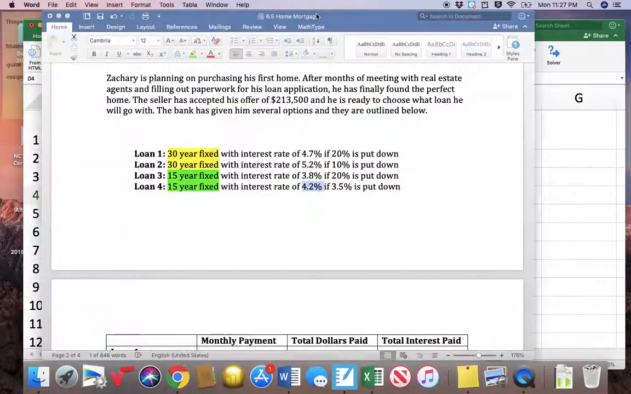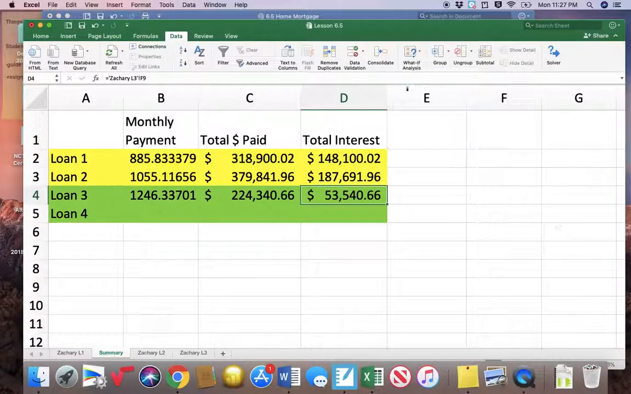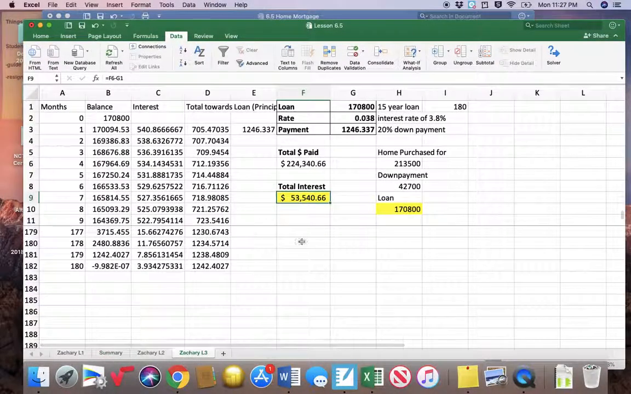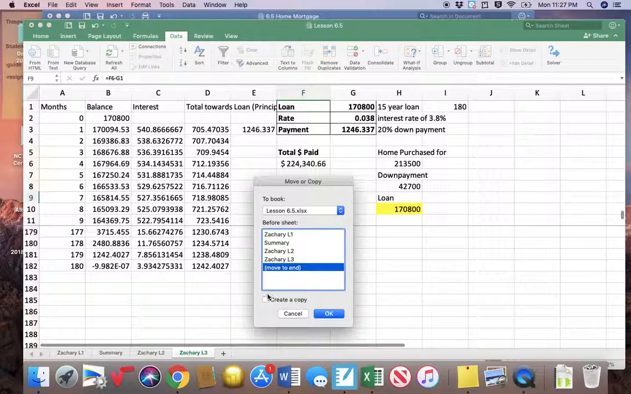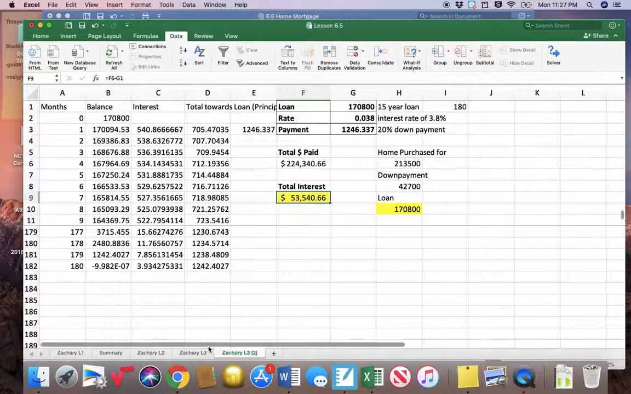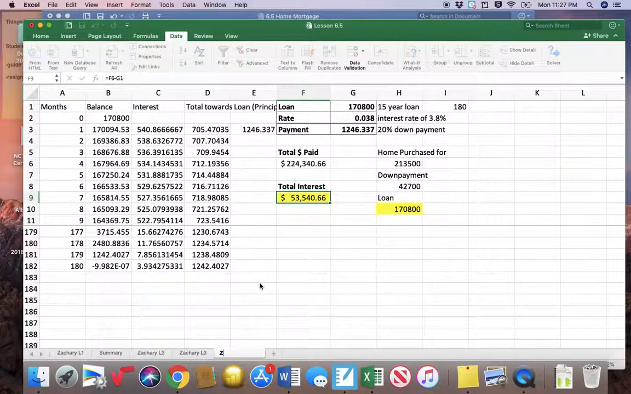All right, so let's look at loan 4. It's a 15-year still. My interest rate is lower than any of the 30-year loans, but I'm only putting 3.5% down. So let's see what that is going to do. I'm going to make a copy of my 15-year, and then this should only require pretty minimal changes. Let's change this to Zachary, loan 4.